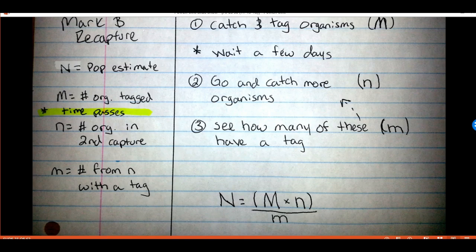So it's just a guess. How many do you think there are? 500? 1,000? Once you have your guess, you want to get about 5 to 10% of that. Okay, so the easiest number is 10%. So if you think there's 1,000, you might want to capture 100 of them.